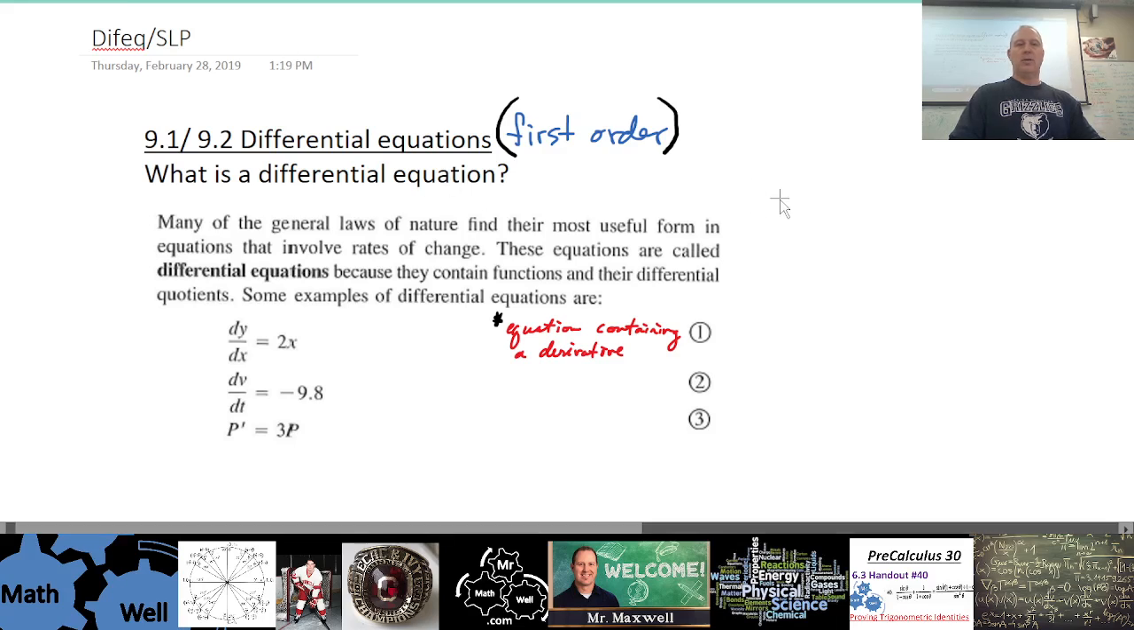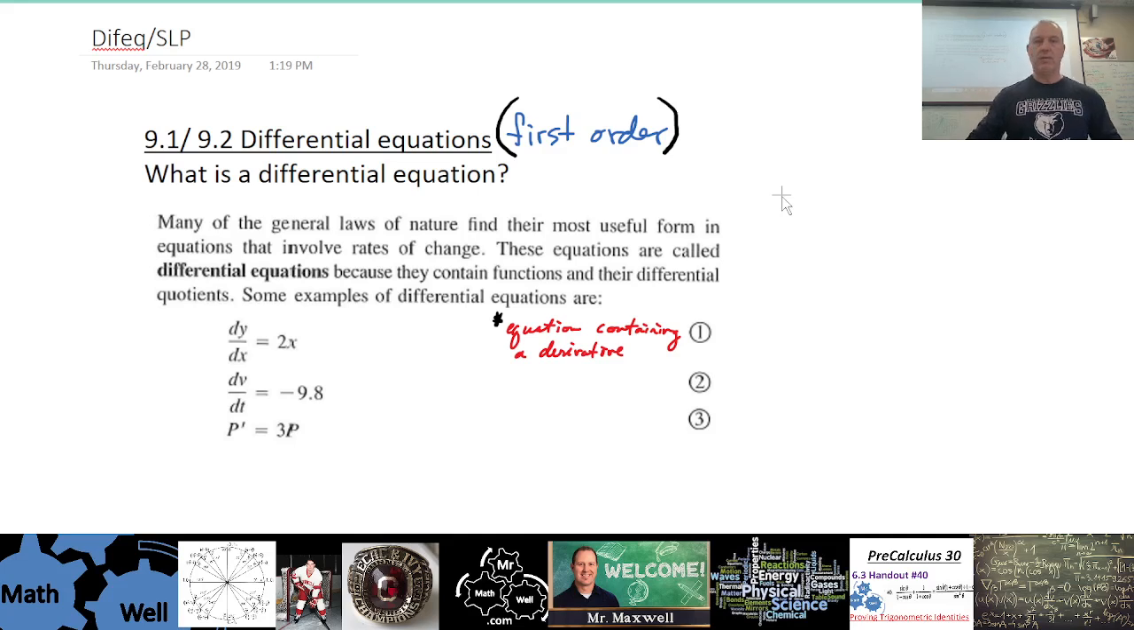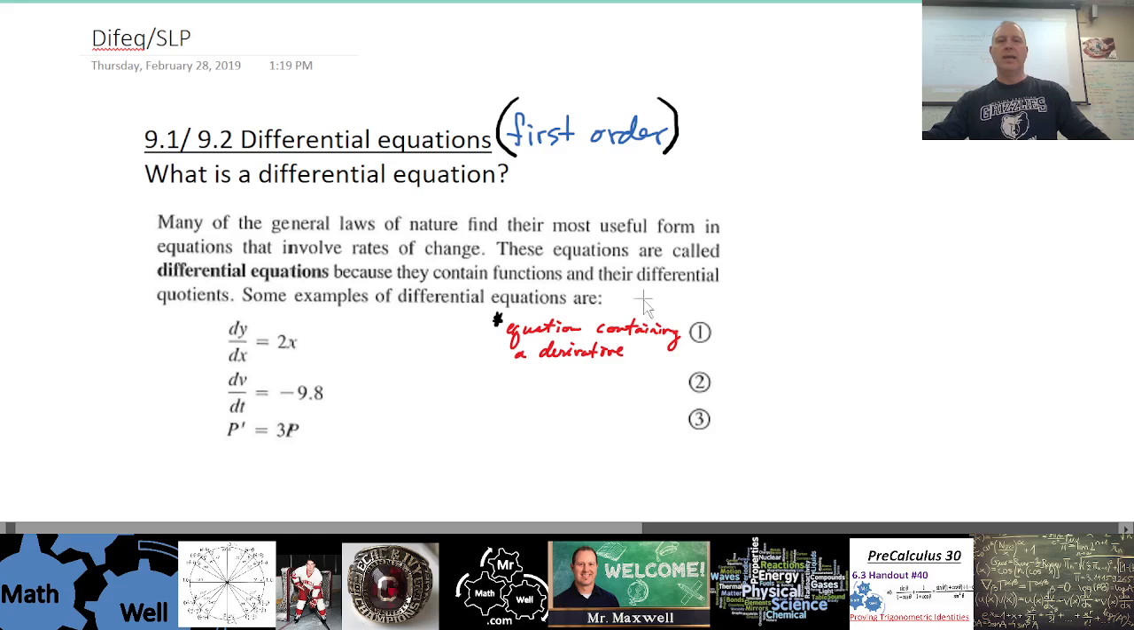So let's talk a little bit about what is a differential equation. Many of the general laws of nature find their most useful form in equations that involve rates of change. These equations are called differential equations because they contain functions and their differential quotients. Okay, some examples of differential equations are dy over dx equals 2x. So this would be some rate of change, whether it's cost per unit, whether it's meters per second, population growth or whatever, people per year, whatever.